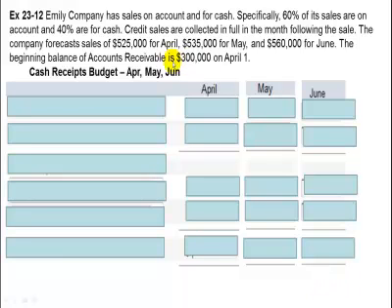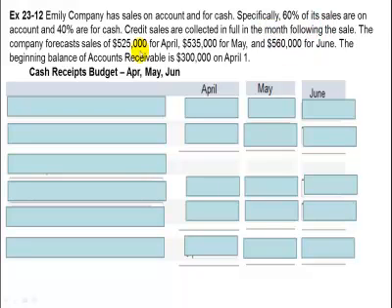Emily Company has sales on account and for cash. So they have two different kinds of sales, some on account and some for cash. Specifically, 60% of its sales are on account and 40% are for cash. Credit sales are collected in the month following the sale. That's important to understand.